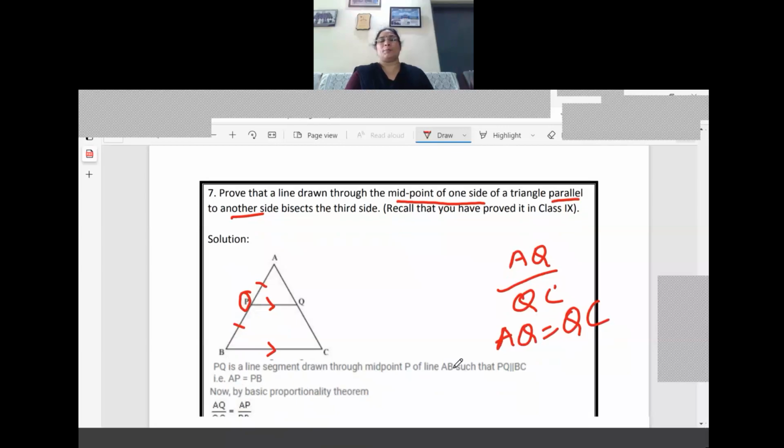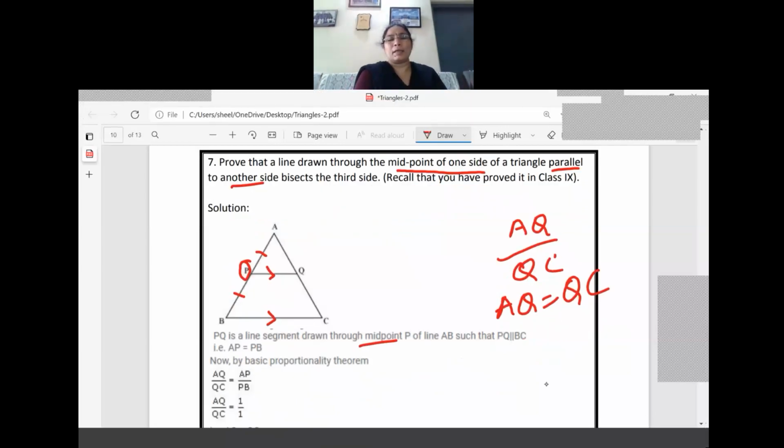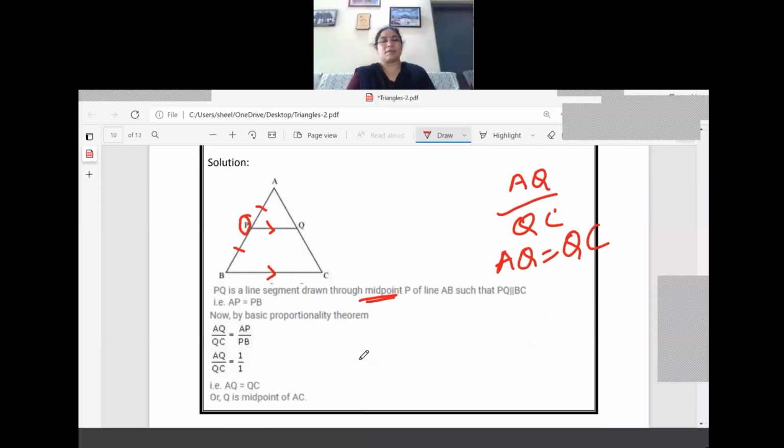AP equal to PB because P is the midpoint, right? But we have written here AP equal to PB. Now, the basic proportionality theorem. This year we have learned that when a line is parallel to one side of the triangle, the other two sides are divided in the same ratio, right? So by BPT, what can we write? AQ by QC equal to AP by PB.